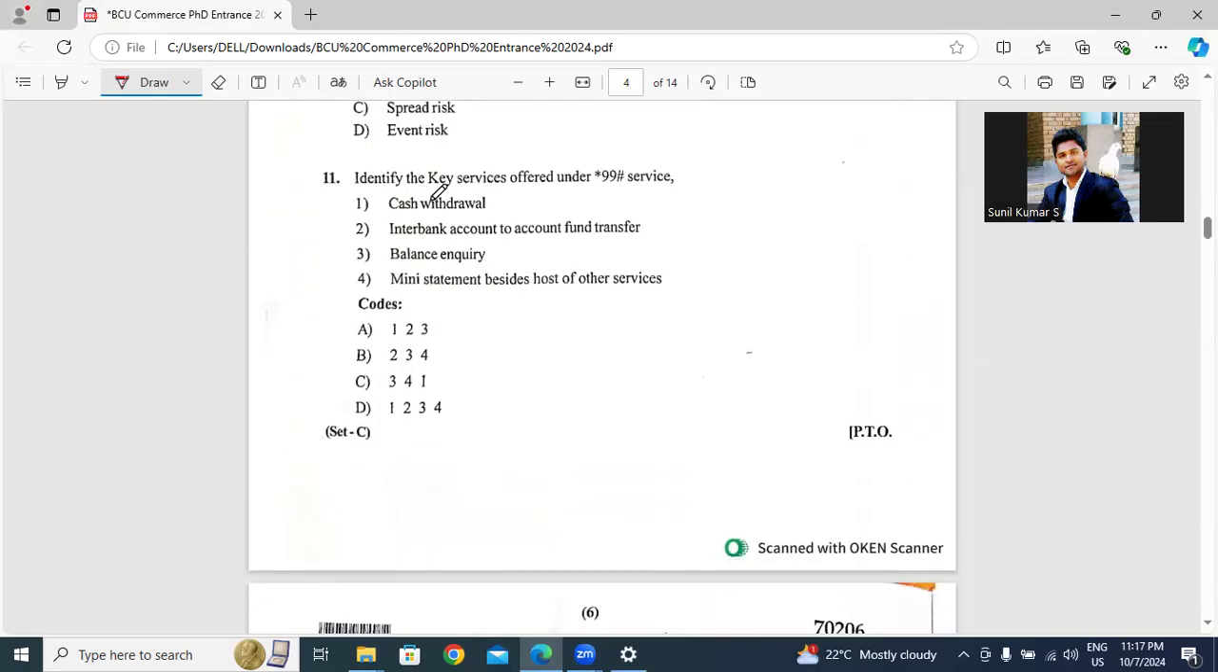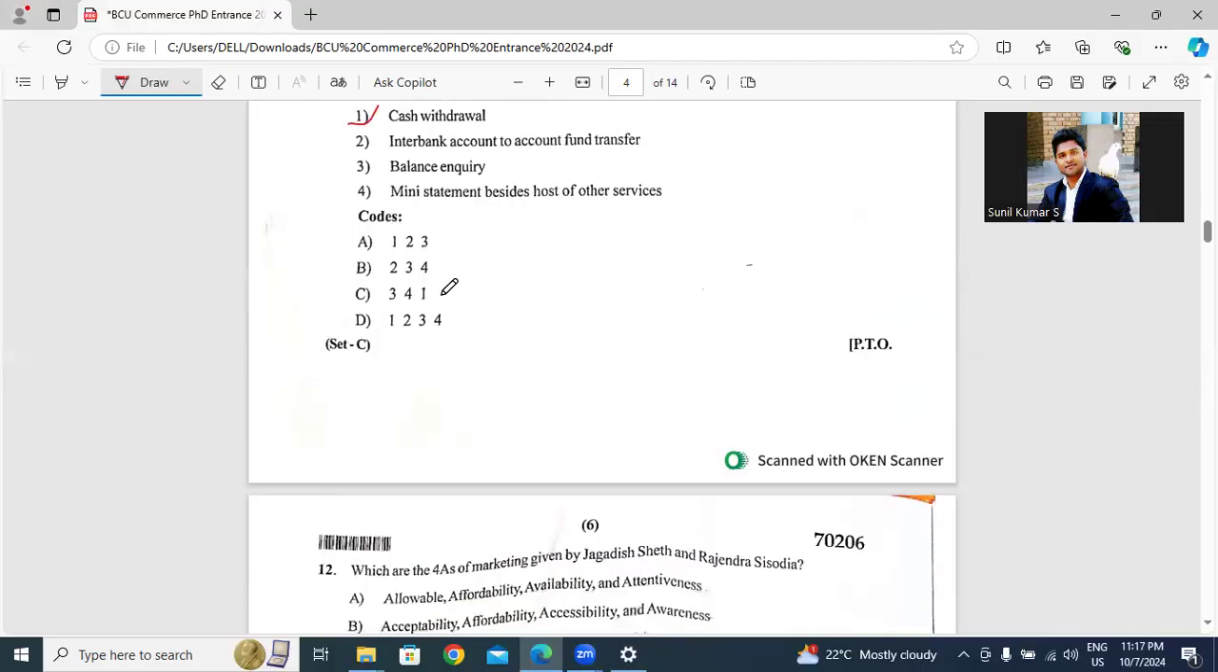Next, identify the key services offered under star 99 hash service. You can check in your mobile. If you type star 99 hash and dial, you can come to know that all these things are there except cash withdrawal. You cannot get cash withdrawal, so you don't get this one. And further three, these three plus again three will come.